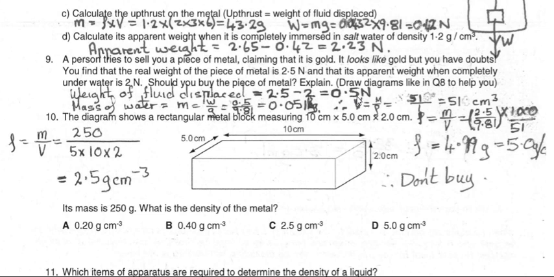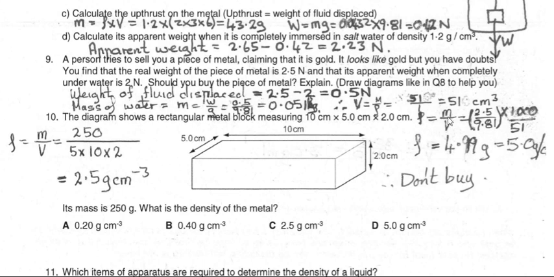So it's 0.5 newtons. That's a really key principle. The mass of the water then is the weight divided by g. So that's 0.5 divided by 9.81, which gives 0.051 kg. Therefore, the volume is the mass divided by the density, which is 51 divided by 1, which gives you 51 centimetres cubed.